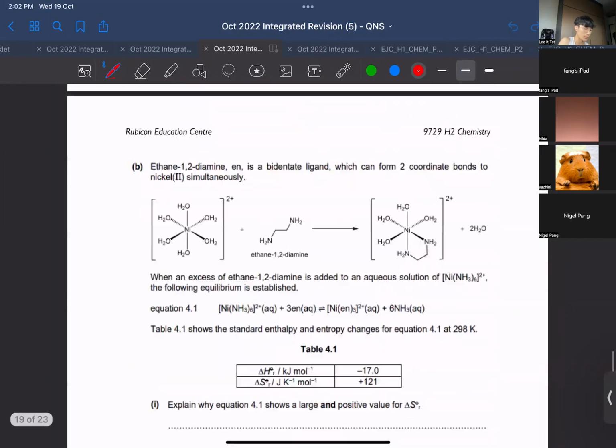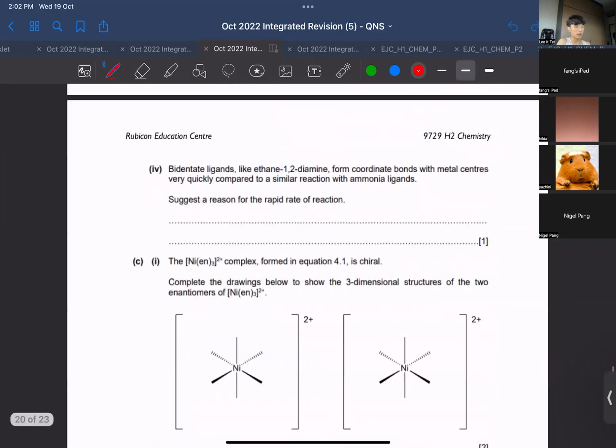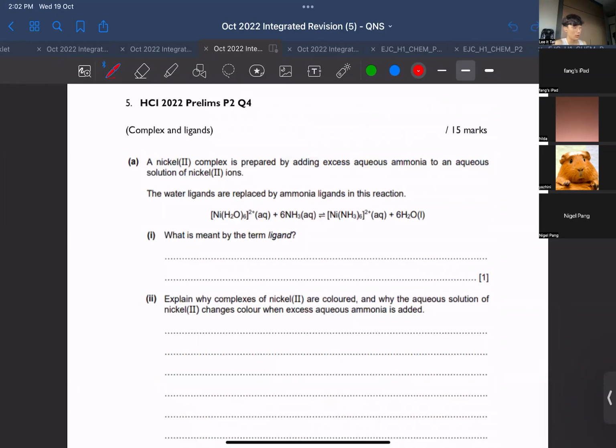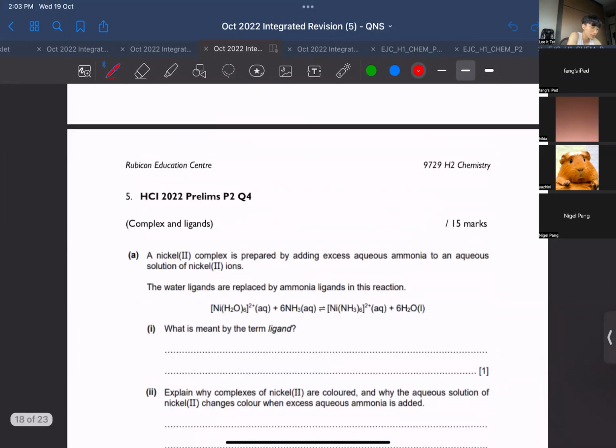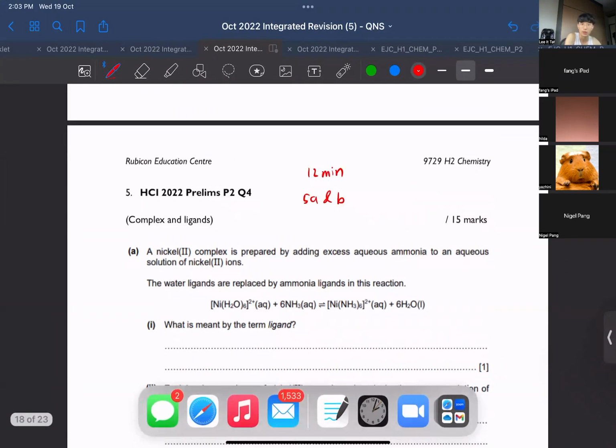So it's about 10 marks. I'll give you guys about 12 minutes to finish this up. So 12 minutes for 5A and 5B. I'll time you guys. We start now.